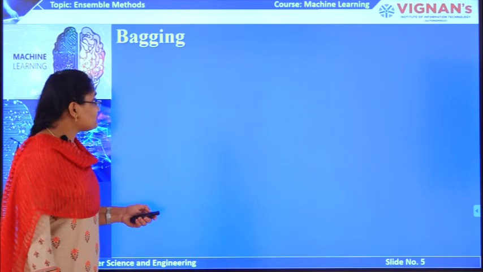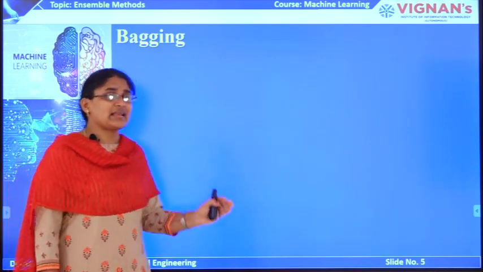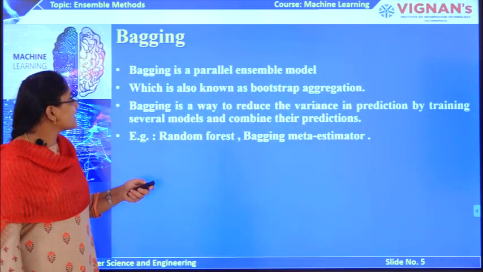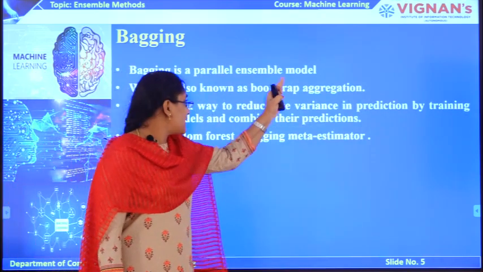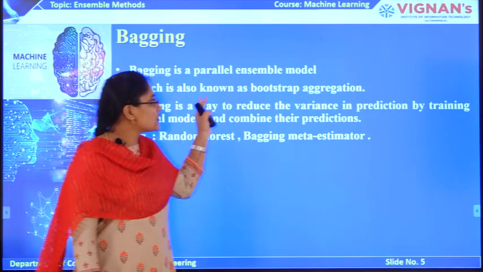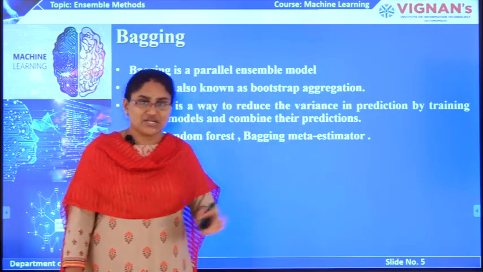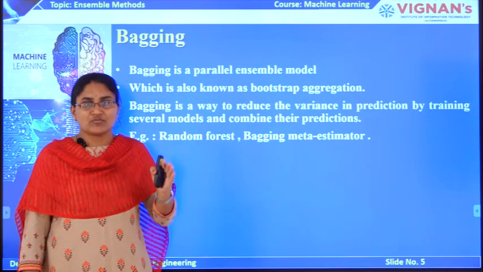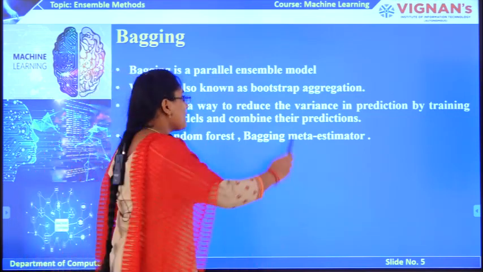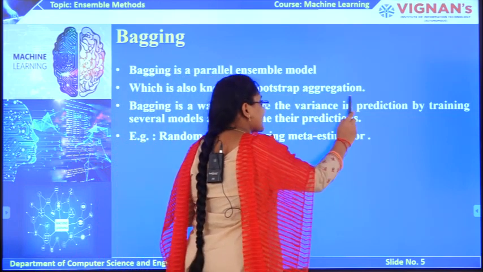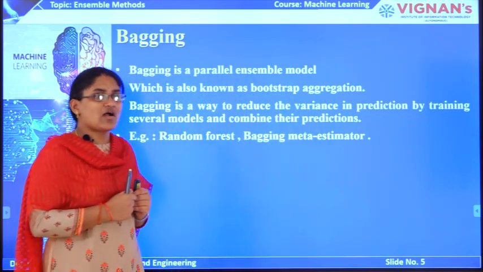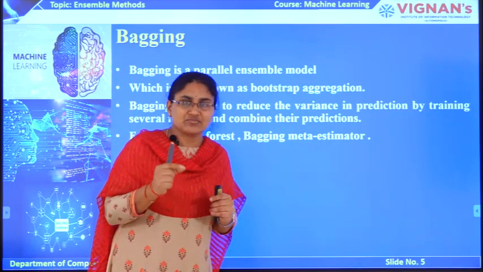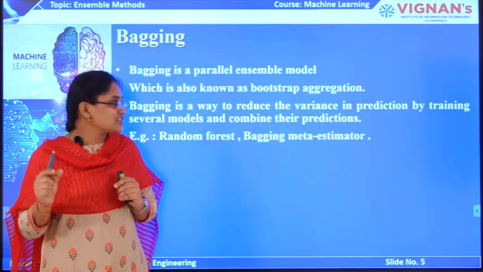Now let's see one of the parallel ensemble models, which is bagging. Here bagging is a parallel ensemble model, which is also known as bootstrap aggregation. Why? Because bagging builds one ensemble model by combining the bootstrap method and the aggregation method. That's why it is called bootstrap aggregation. Further we will see what bootstrapping and aggregation methods are.